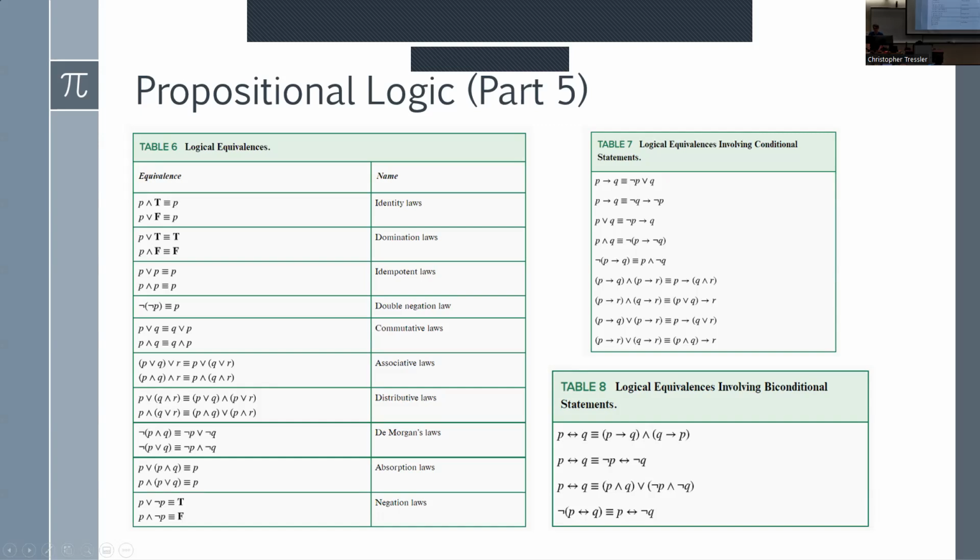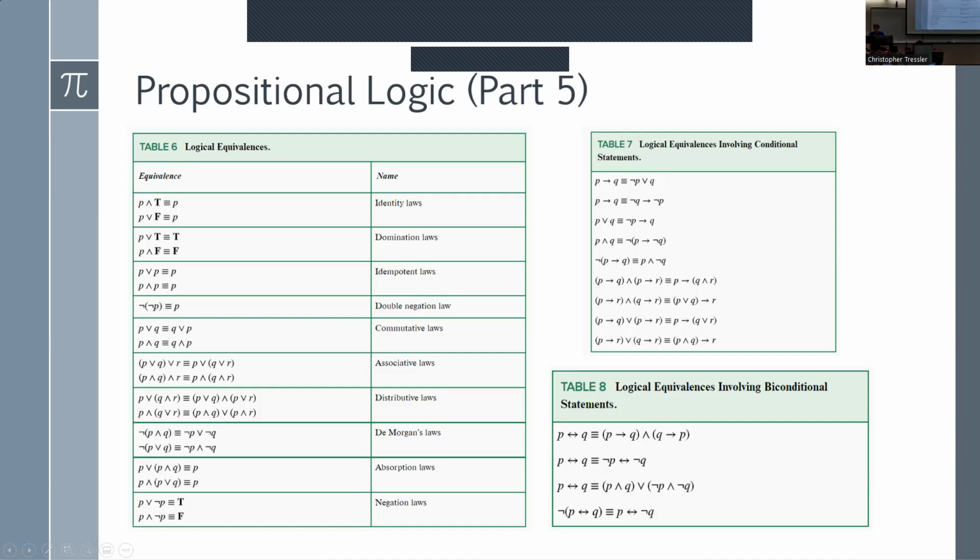Then we have the idempotent laws, or however you pronounce that. Note that P or P is the same thing as P, and P and P is also the same thing as P. There's no reason to write the same proposition ANDed or ORed with itself, because we know that they mean the same thing. You might have to do some associative property stuff to switch these around and then maybe take out certain propositions when you're doing a simplification problem.